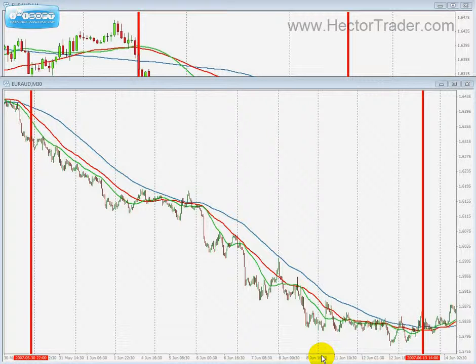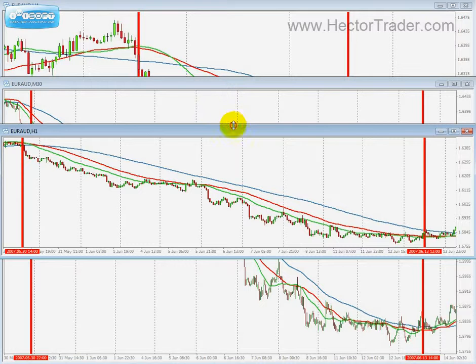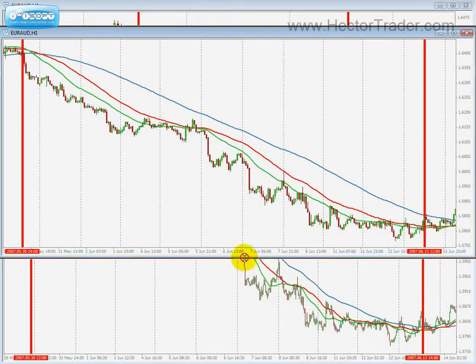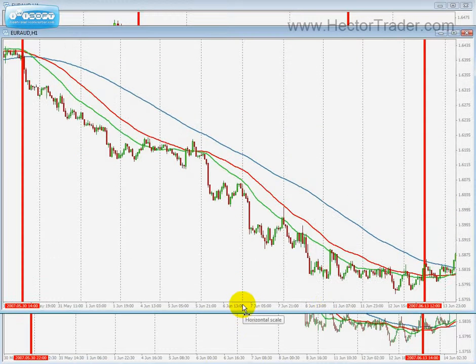So we have a few different conditions not being fulfilled. All right. Now let me go into the 1 hour time frame, expand this chart, and as you can see, well, the conditions are better fulfilled on this time frame.